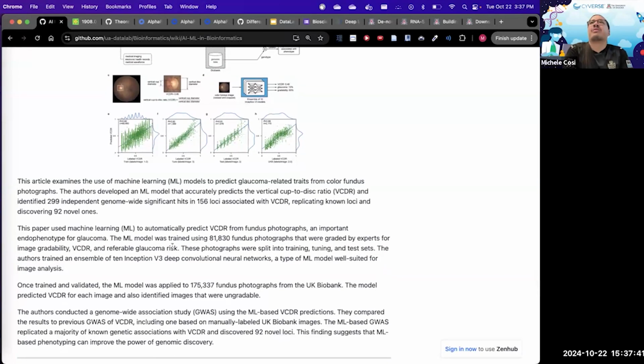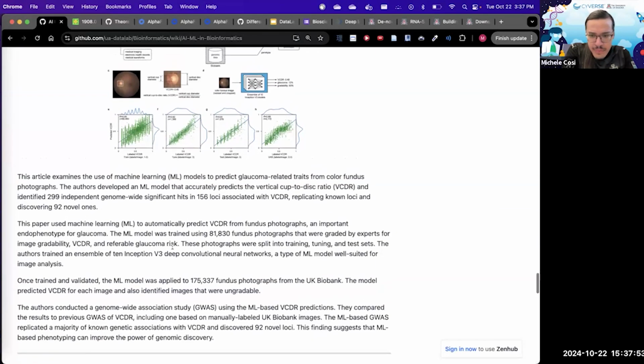Out of 81,830 images, this was split into training, tuning, and testing, and they ended up creating a model. Now, I do not remember if I have written here what algorithm they did use. I'm gonna go ahead and dig into it in just a second. They were able to use their model and look at a further 175,000 images and essentially try to infer a genome-wide association study using their VCDR predictions.